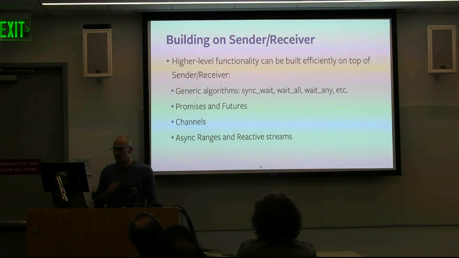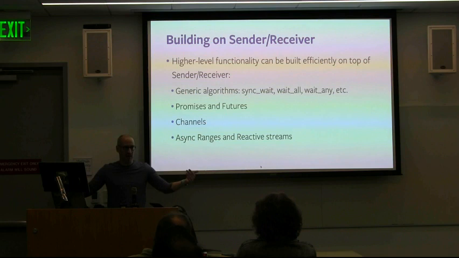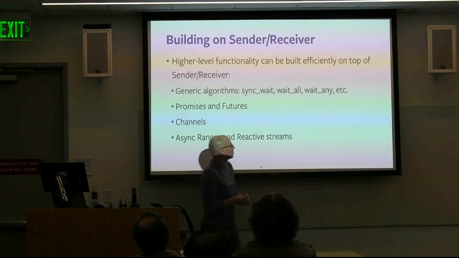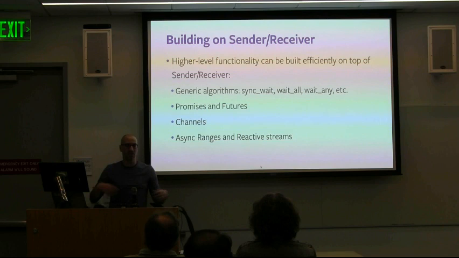So what I've shown you so far is like then, where you chain this and that and that and that. But you don't really build interesting programs like that. There's going to be branches, there's going to be loops, there's going to be actual concurrency where you launch multiple things in parallel and wait for them all to finish. These are all things that you can write as generic algorithms. So, we've already seen sync wait, but you could also have wait all and wait any, things that are going to launch multiple operations and then either wait for all of them to finish or wait for any one of them to finish.